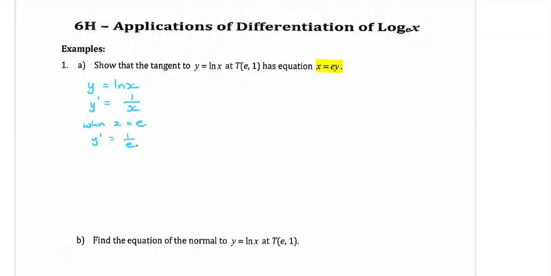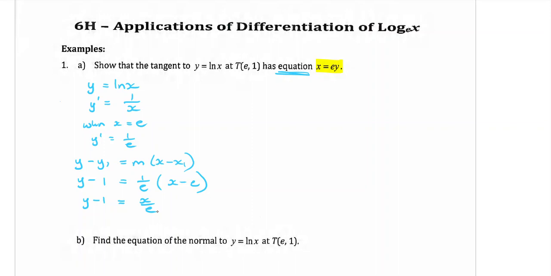Okay, now to find the equation of my tangent, I will use y minus y1 equals m(x minus x1). I have a point, and I've just found a gradient, so I'm using my point gradient formula. Okay, so subbing in, y take away 1 equals gradient was 1 over e, (x take away e). Expanding my bracket, y take away 1 equals 1 over e times x would be x over e.